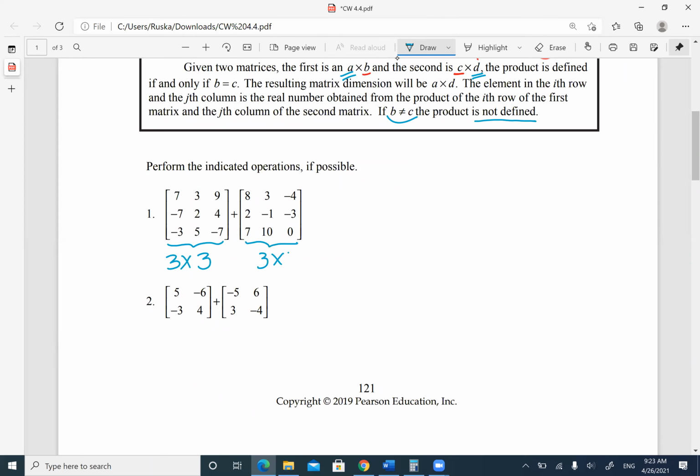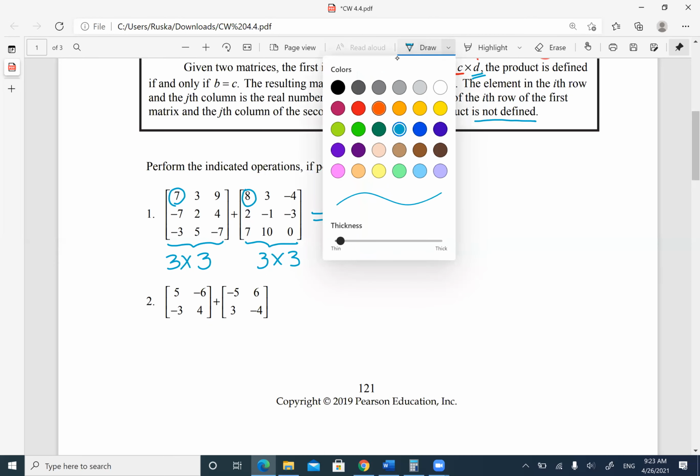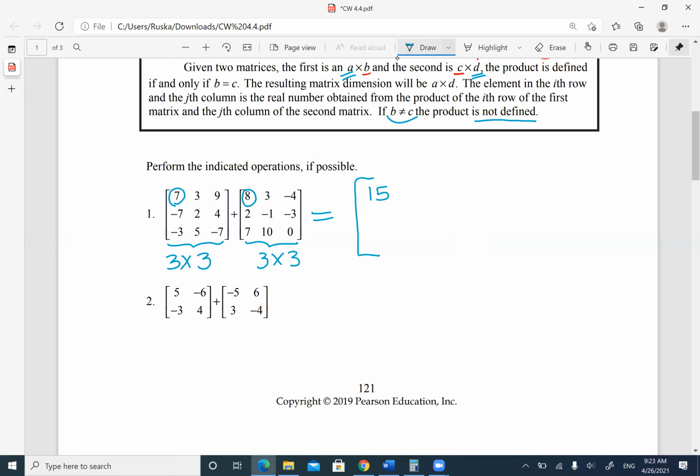Thank you. So if the two matrices have the same dimensions, you can add or subtract them. How am I going to do that operation? What's going to be the result? The result is also going to be 3 by 3, so I'm going to get the same dimension. And this is how you do it. You do 7 plus 8. 7 plus 8 is what? 15. So that's my first number. Then I'm just going to do it row by row, and do the next one.